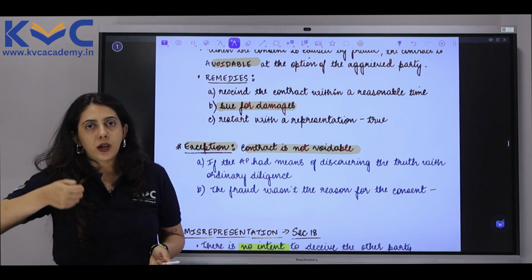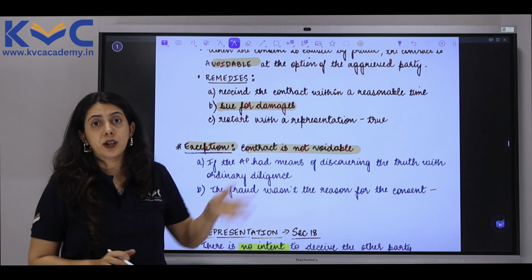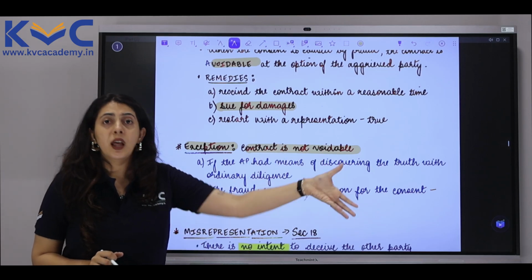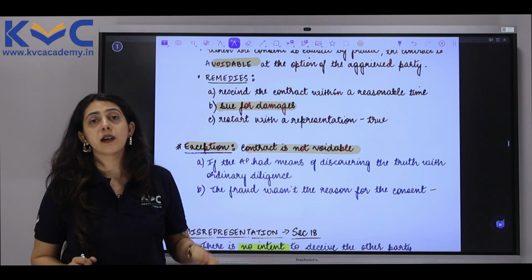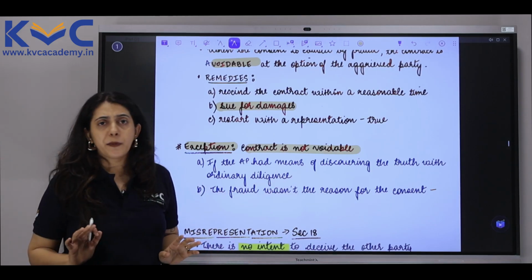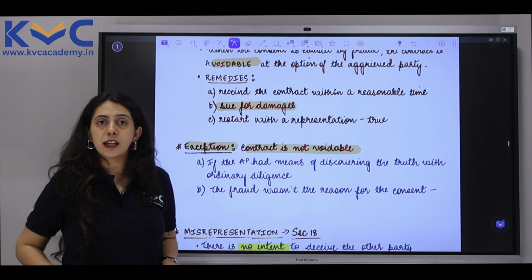Anybody who takes that bottle will know that the bottle is empty. Now you're giving the aggrieved party that bottle. You're telling them, hey, take this bottle, check it properly. So as an aggrieved party, you had the means of discovering the truth. You did not opt for those means. You did not check the truth properly. Now you cannot blame the seller for using fraud.